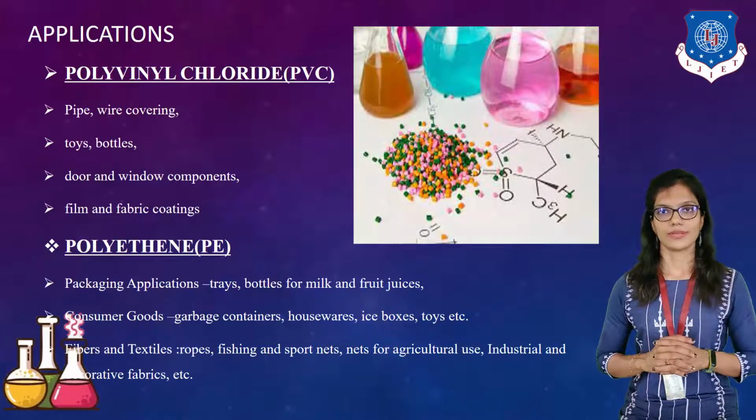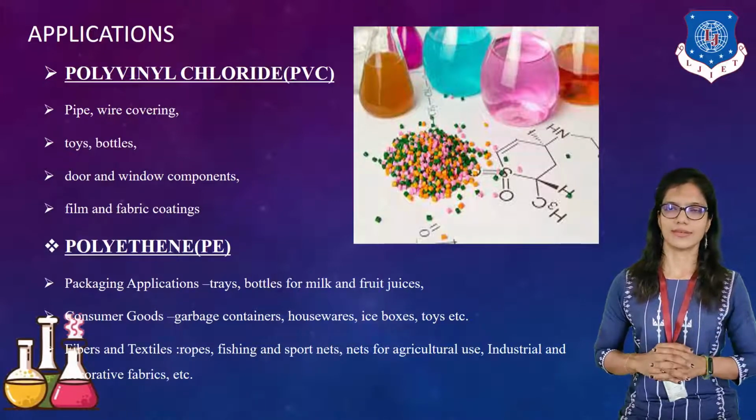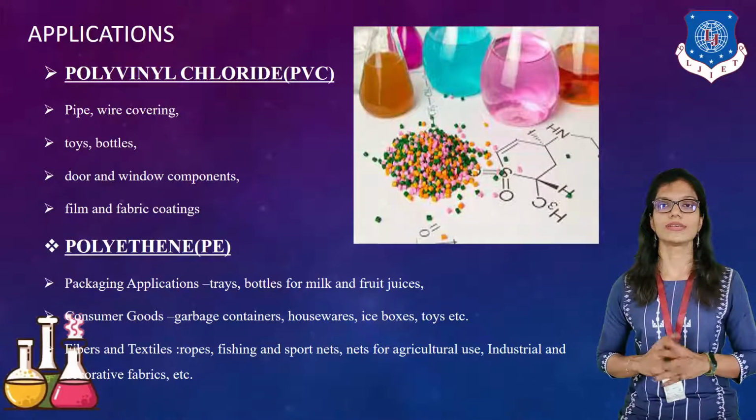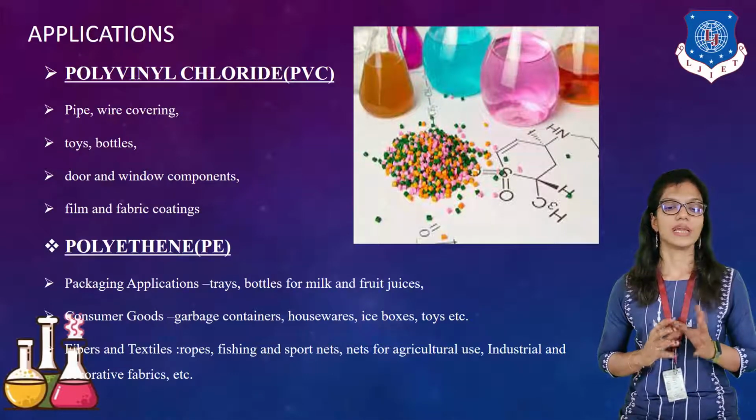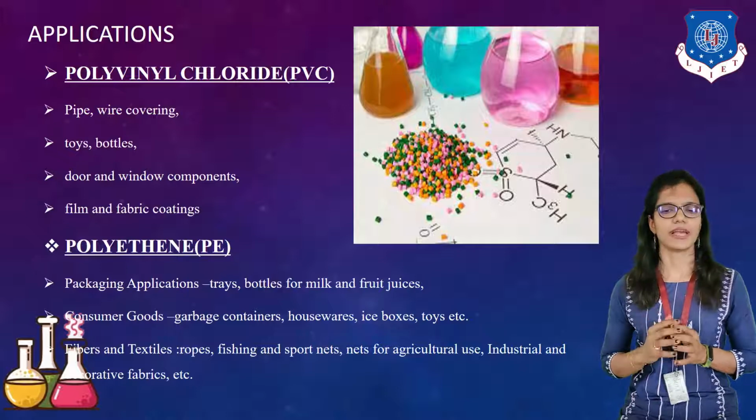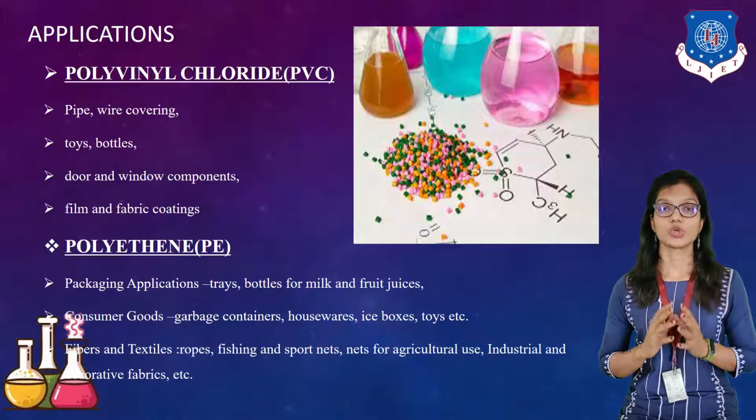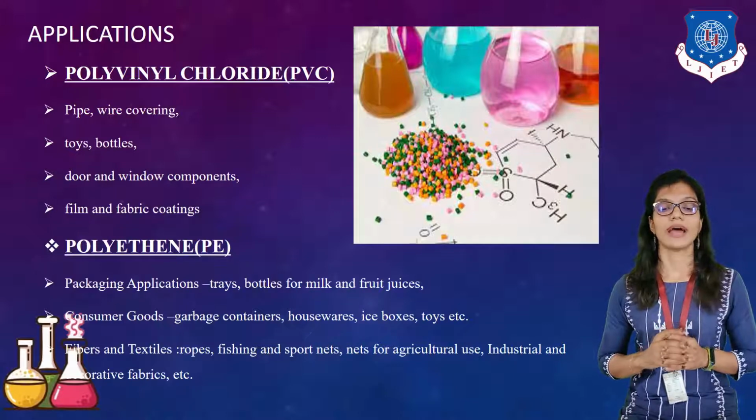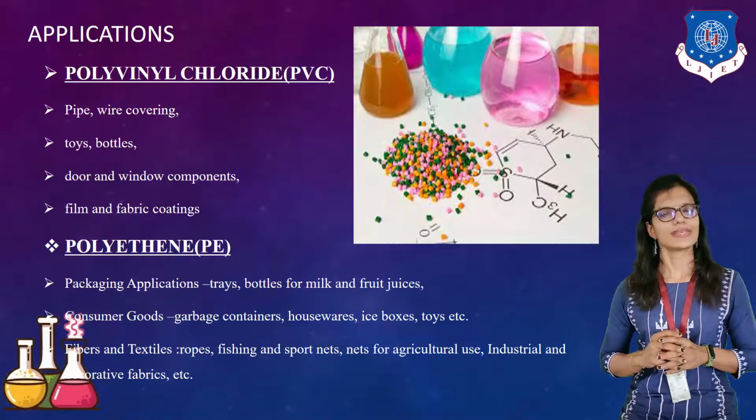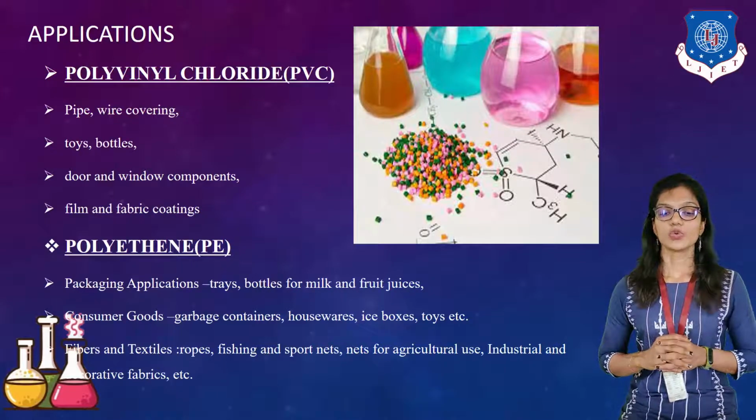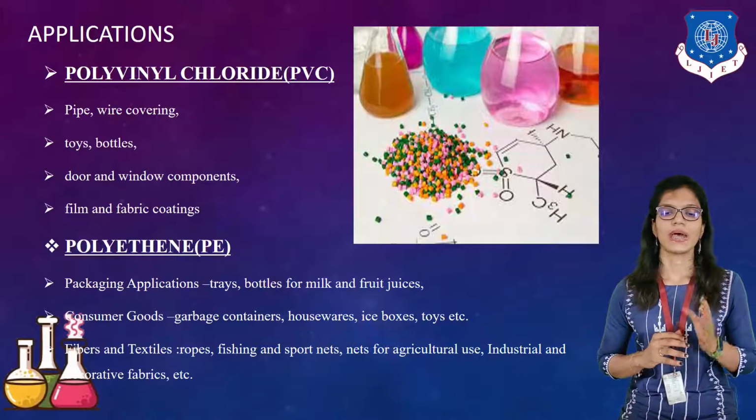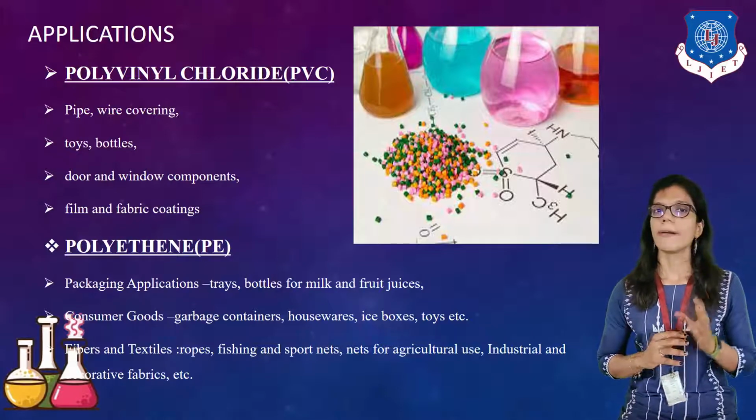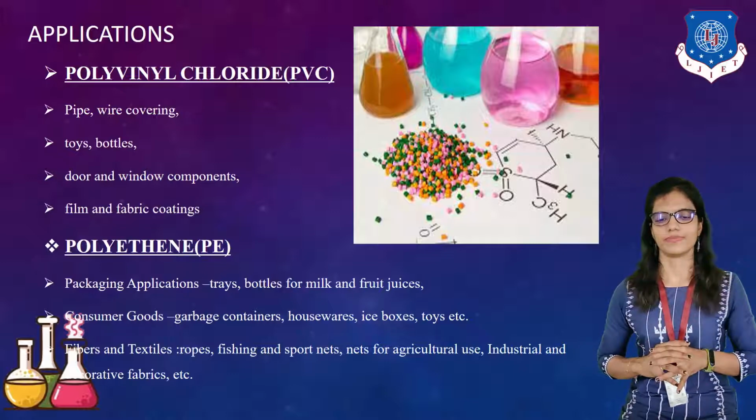Now, another kind of polymer that we will take a look at is polythene. Polythene's short form is PE. So here they are widely utilized in packaging applications like trays. They are used to manufacture trays, bottles for milk and bottles for fruit juices, etc. They are used in consumer goods like garbage containers, housewares, ice boxes, manufacturing of toys, etc.